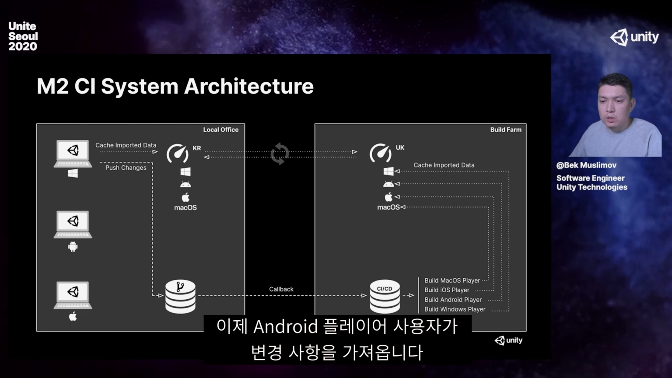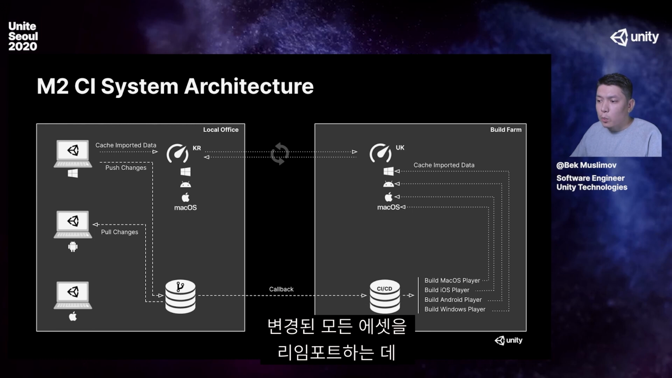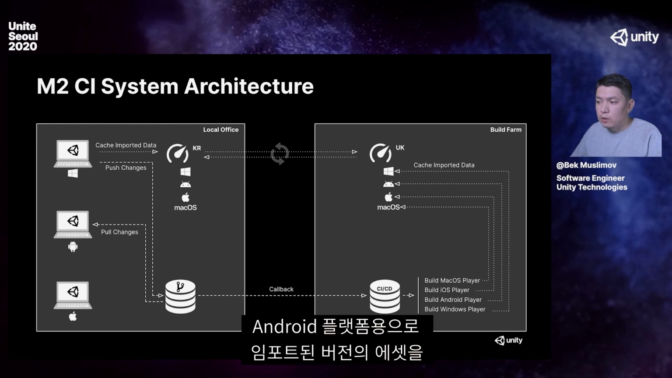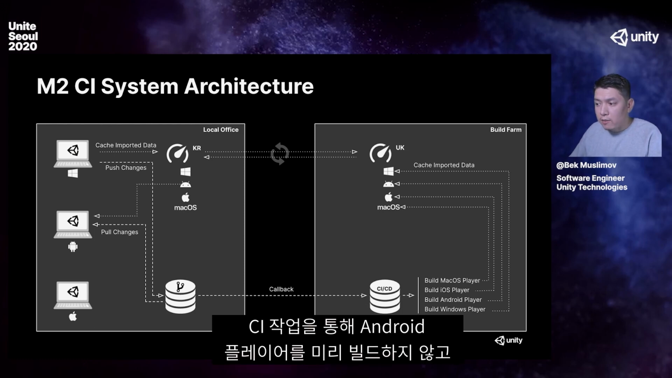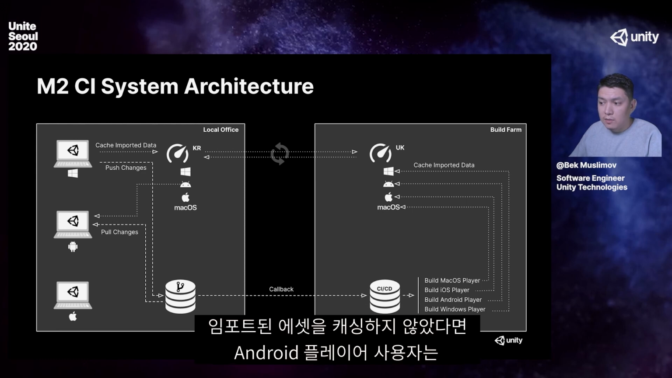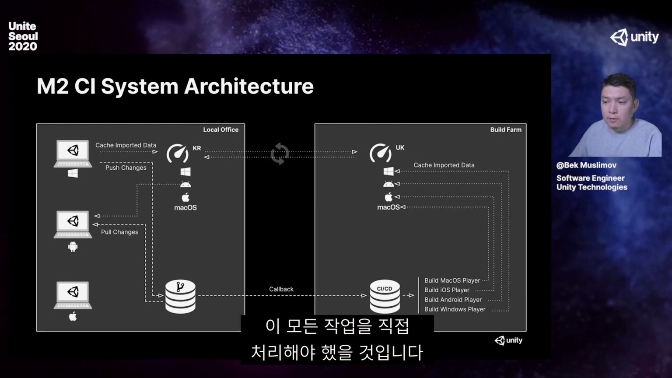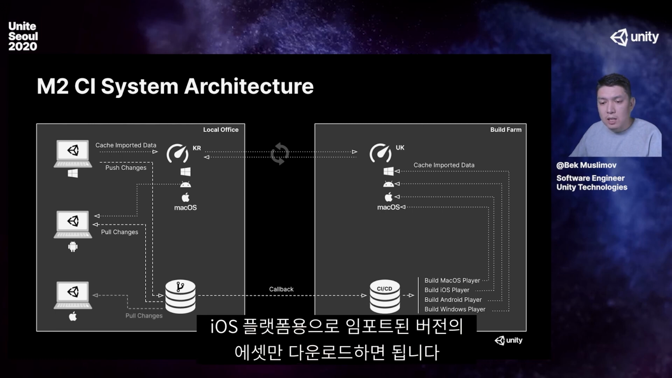Now the Android player user pulls the changes. As we already have the imported versions of assets for the specific revision that the user is pulling, instead of re-importing all changed assets and spending, let's say, 20 minutes, he will just download the imported versions of the assets for the Android platform in 2 minutes, like this. If we hadn't built the Android player via a CI job in advance and cached the imported assets, the Android player user would have done this all by himself. And the same situation happens with the iOS player user. He pulls the changes and just downloads the imported versions of the assets for the iOS platform.